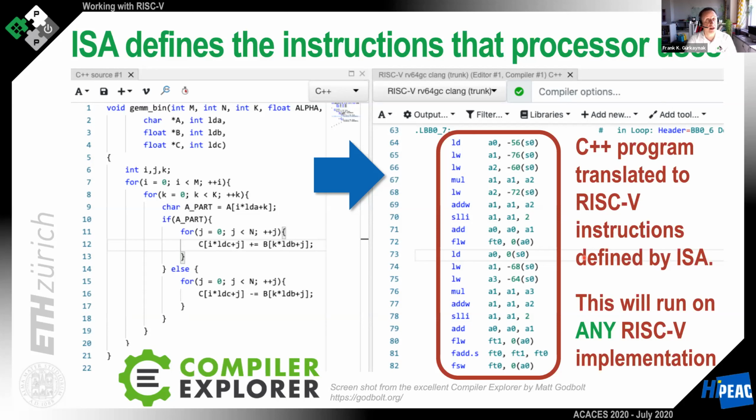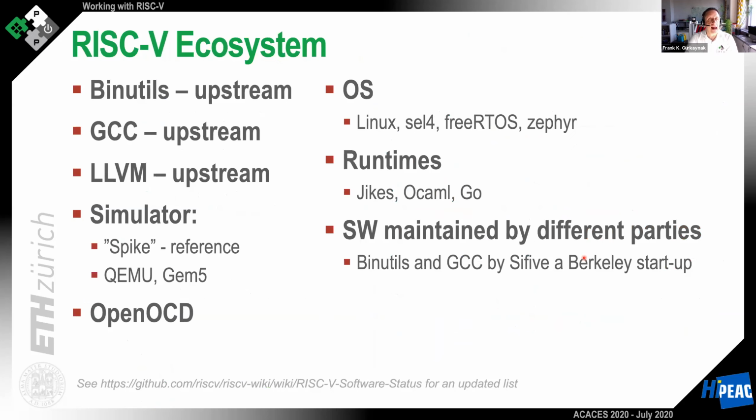By the way, this is a screenshot from an online compiler explorer, highly recommended, from Matt Godbolt. The good news is, since you have a contract, it is possible to develop an ecosystem, meaning that you can develop a number of tools that are necessary to work with the processor, and not only develop software for it, but to use it. So there are the compilers, GCC, LLVM, the binutils, the utilities that you need to start your operating system, different operating systems, runtimes, simulators, and tools for debugging.